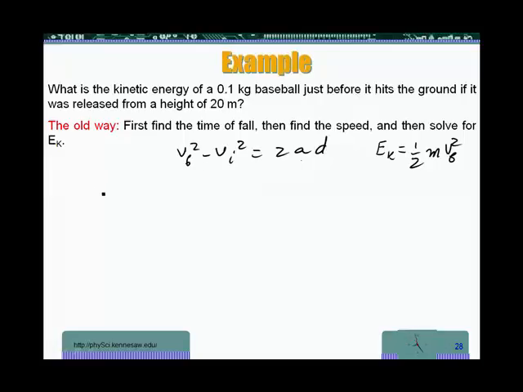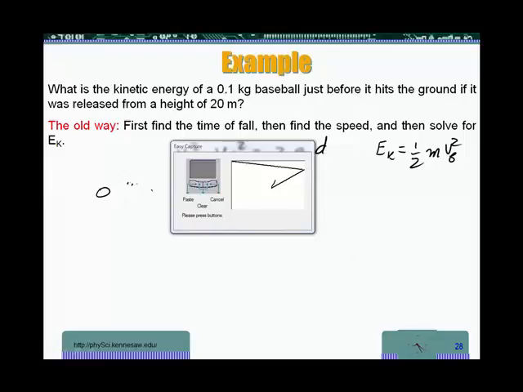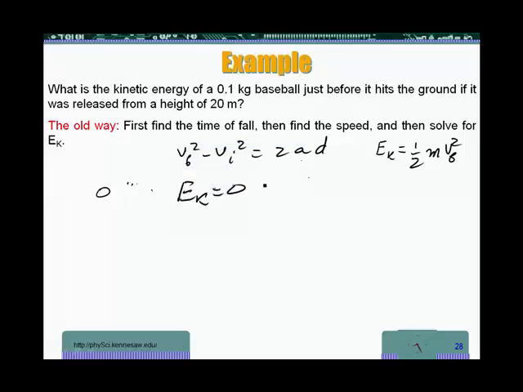Now, the new way is to consider that when the ball is at the topmost position, it's going to have a kinetic energy equal to 0, since it was released from rest. And then it's going to have a gravitational potential energy relative to ground. That's going to be mg times h. h is going to be 20 meters relative to ground. So that's going to be 0.1 kilograms times 10 meters per second squared, that's g, times 20 meters. So that's going to be 20 joules.